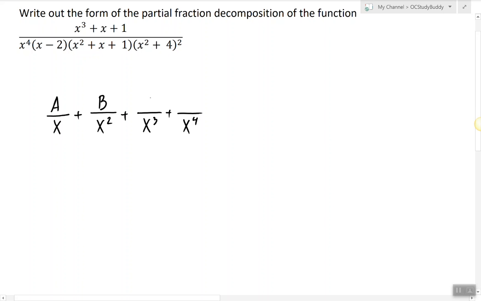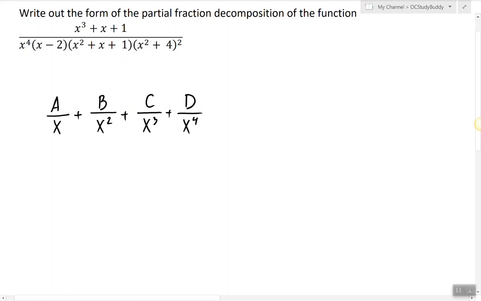So the first factor is x to the 4, and that means the decomposition will have 4 fractions, 1 for each power of x in the denominator. So we're going to have x, x squared, x cubed, and x to the 4. And when we have a linear term in the denominator, in the decomposition, the numerators are just some constants. So I'm going to use the letters of the alphabet, so it's A, B, C, and D.